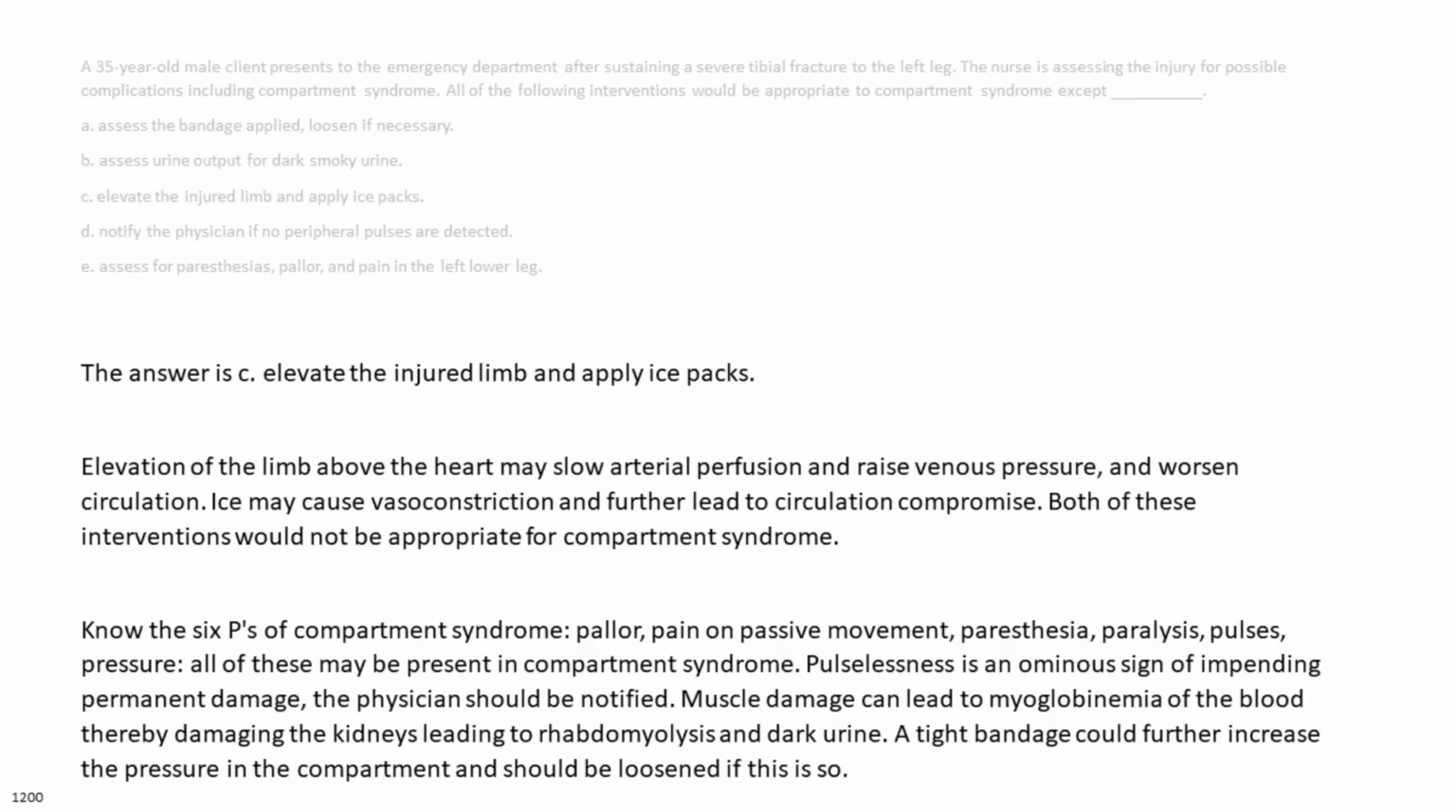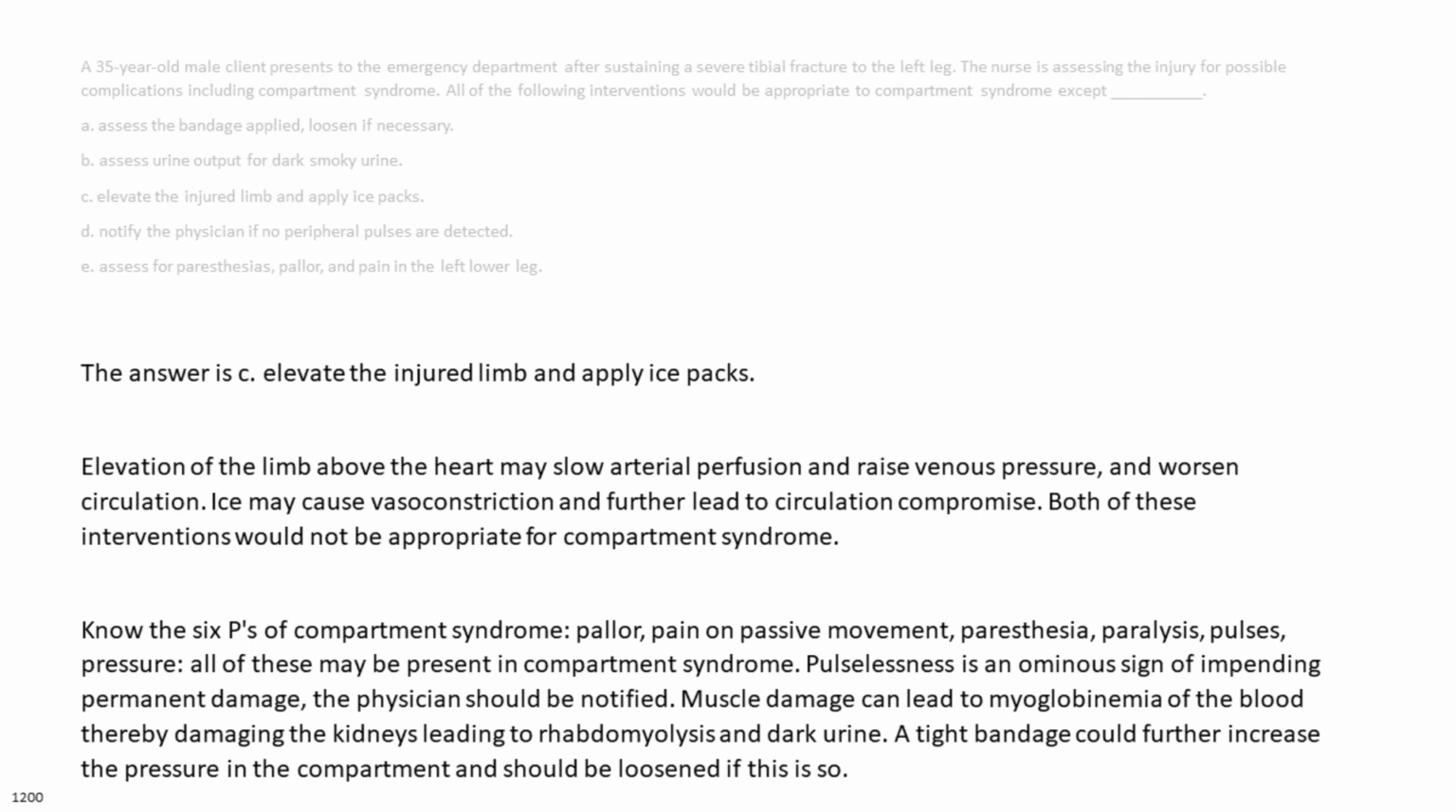The answer is C. Elevate the injured limb and apply ice packs. Elevation of the limb above the heart may slow arterial perfusion, raise venous pressure, and worsen circulation. Ice may cause vasoconstriction and further lead to circulation compromise. Both of these interventions would not be appropriate for compartment syndrome.